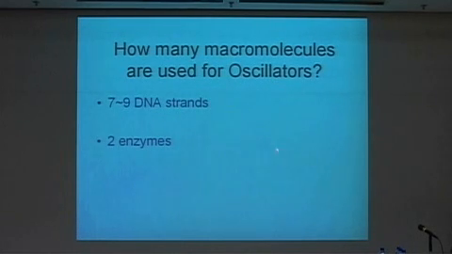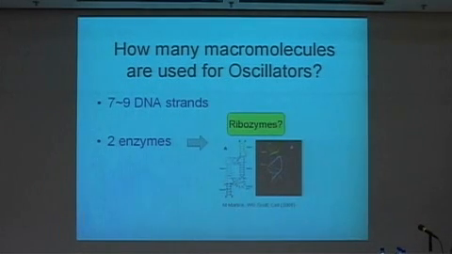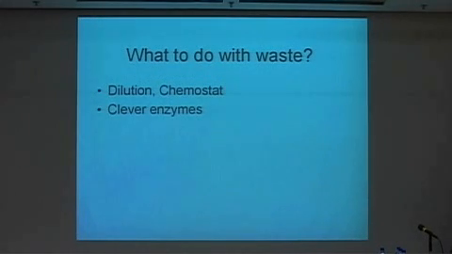So how many strands do we use? We use 7 to 9 DNA strands, and then we use 2 enzymes, but that's a problem. So we wanted to do it with just RNA. It would be great if you can tell me what kind of ribozyme to use, and what to do with the waste. The waste was a big problem.